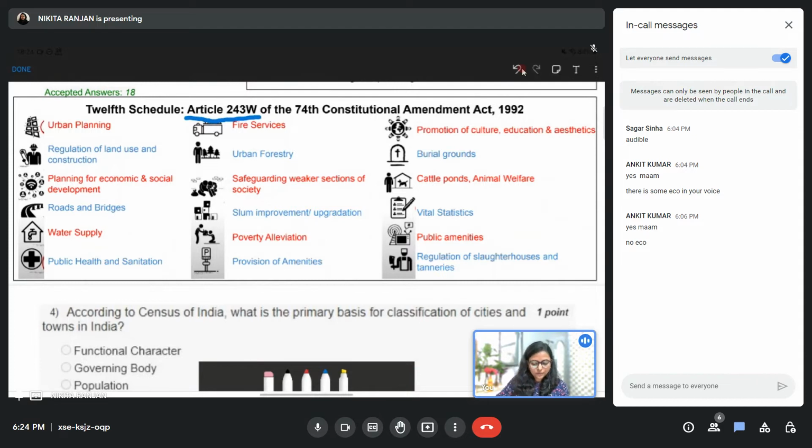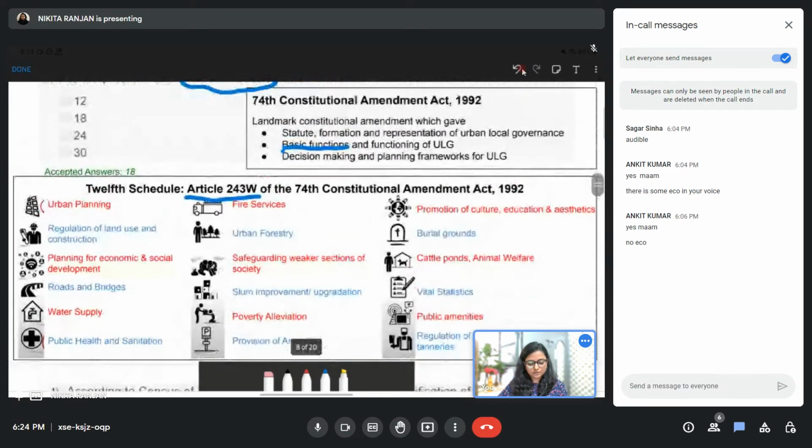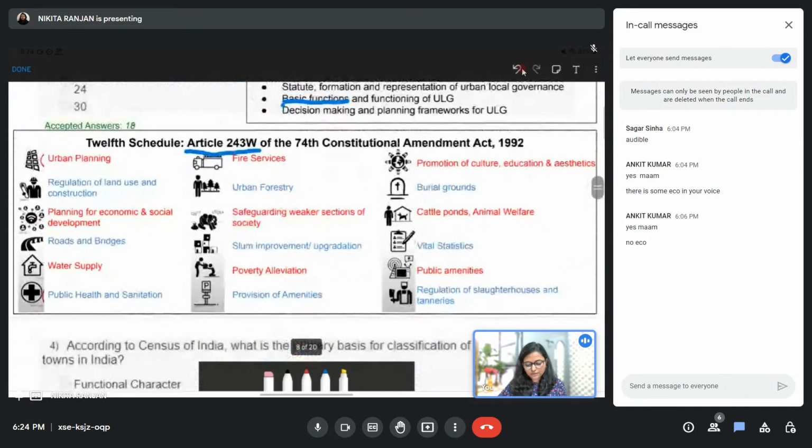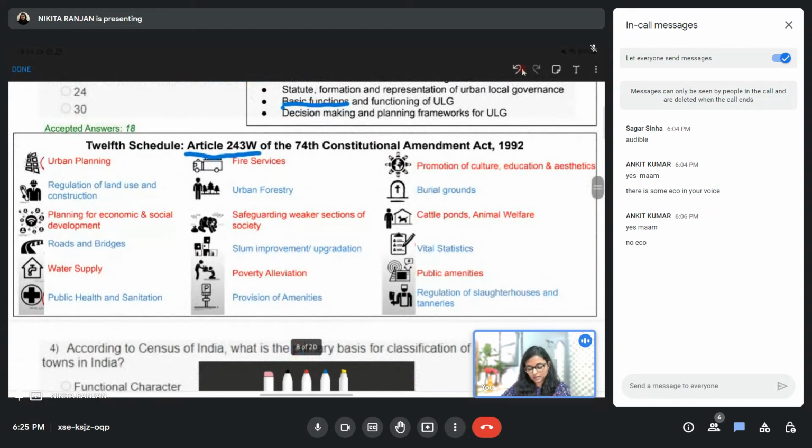You can count from here. There are a total of 18 functions. So the answer for this question would be 18. You can take a look at different functions which a city is assigned according to the 74th Constitutional Amendment.